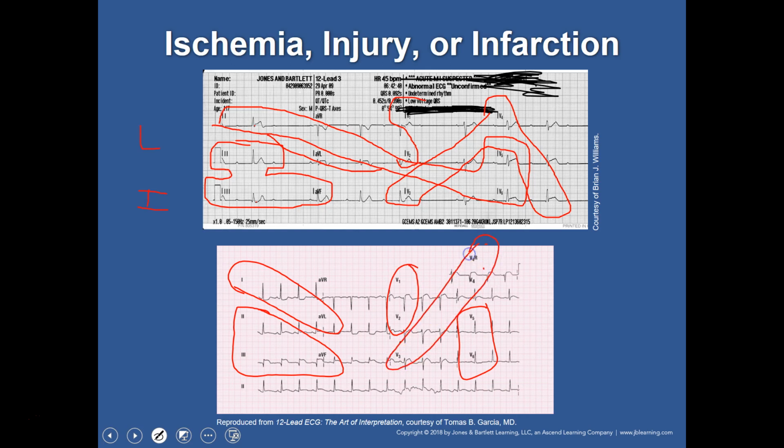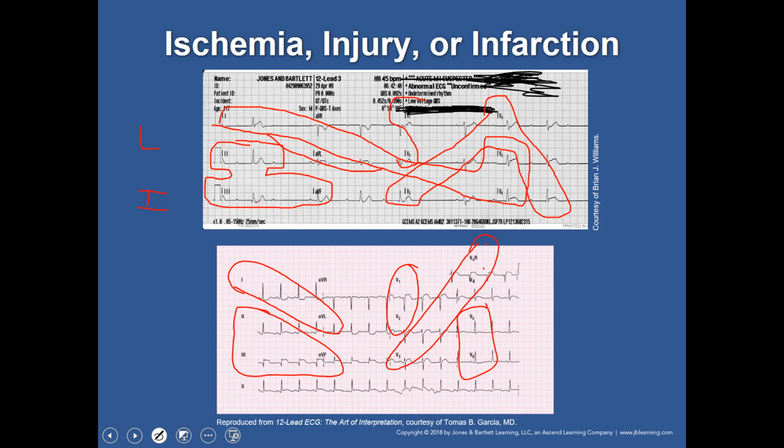So if you remember, we talked a little bit about V4R. But with an inferior wall MI, you can have some right ventricular involvement. So what most places have started doing over the last number of years is doing a right-sided MI, or right-sided 12 lead.